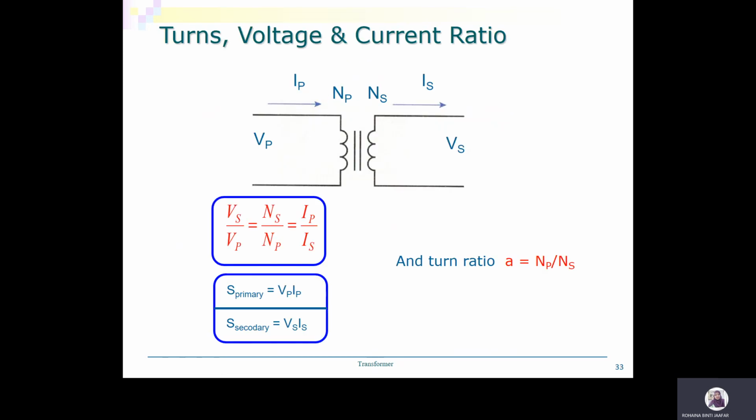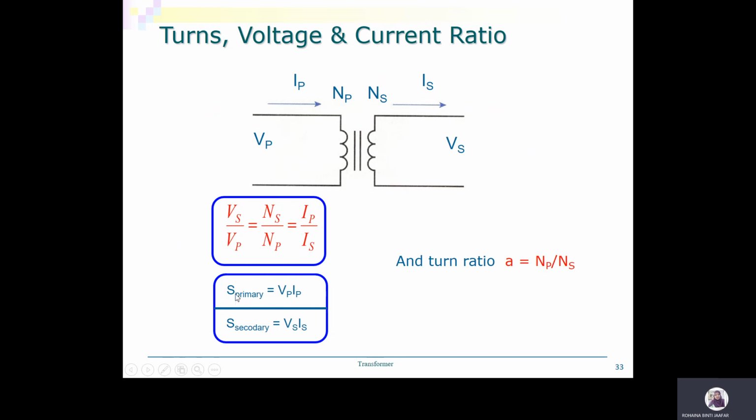Okay, so this is actually the important formula you have to remember that involves transformer analysis. So Vs over Vp equal to Ns over Np equal to Ip over Is. S is secondary and P is primary. So this is your primary side and this is your secondary side.